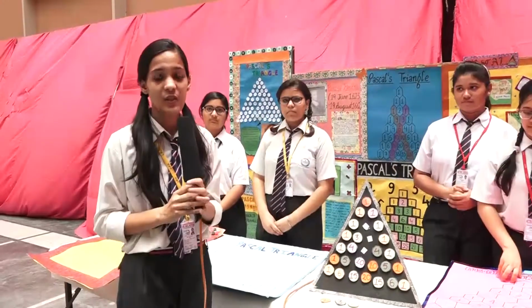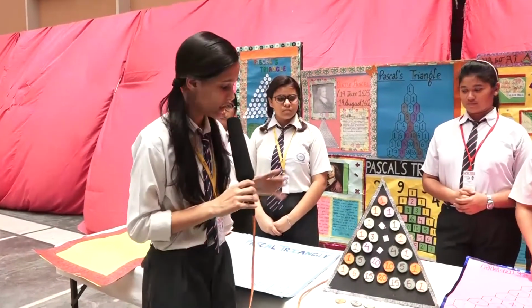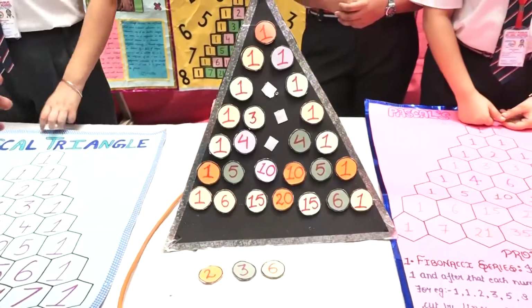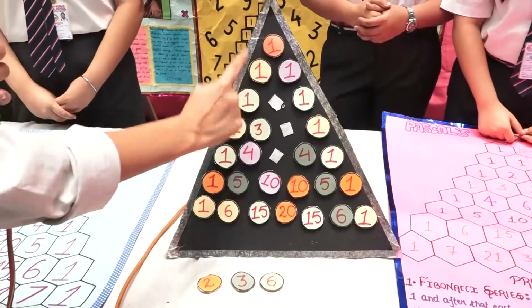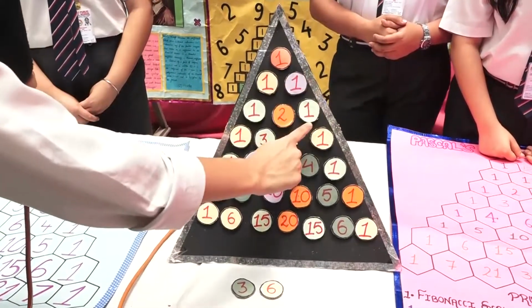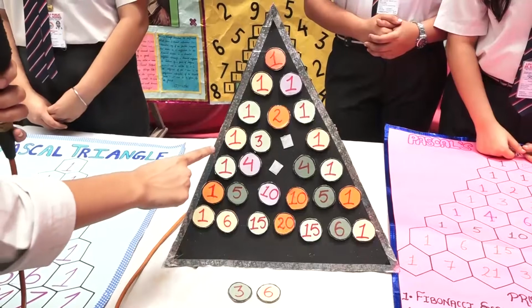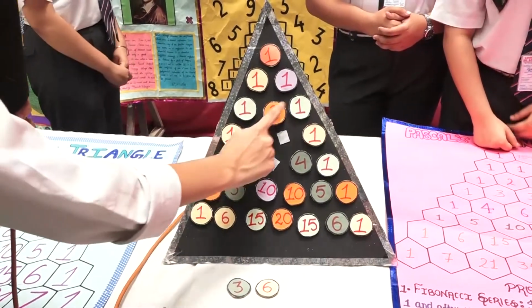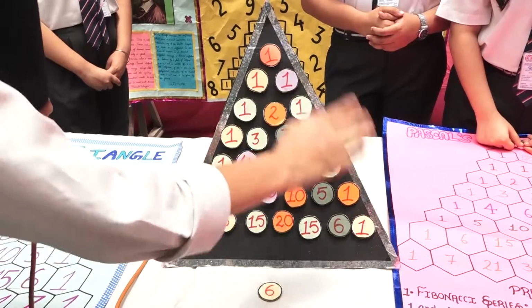The first property of Pascal's triangle is the sum property. Here we assume the numbers to the left of the 1 to be 0. Now we see that 0 plus 1 is 1, 1 plus 1 is 2, and 1 plus 1 is 1. Again, in the next row we will see that 0 plus 1 is 1, 1 plus 2 is 3, 2 plus 1 is 3, and so on.